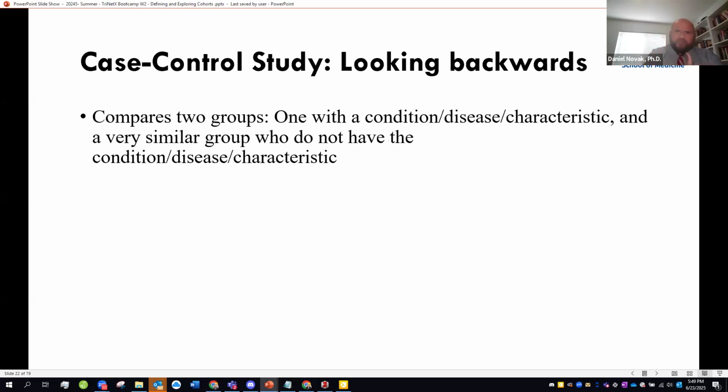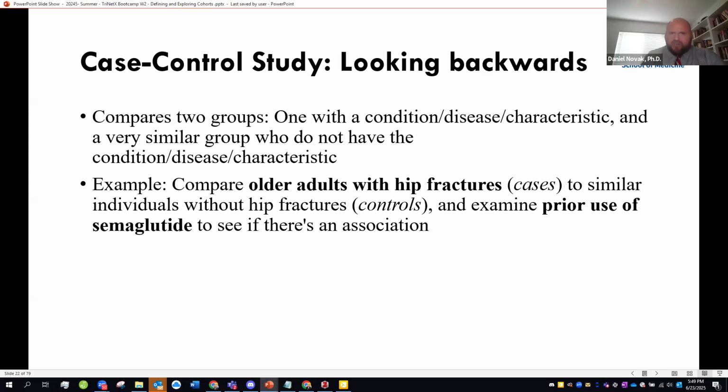As I said, case controls, we're looking backwards. Very similar group. How do they proceed forwards in time from that point in the past? And how does their common or different component impact those outcomes long-term? So older adults with hip fractures versus similar individuals without hip fractures who are controls, and examine prior use of semaglutide to see if there's an association. I have multiple students who are interested in ortho who are working on variants of this kind of approach. And it can be done pretty well here.